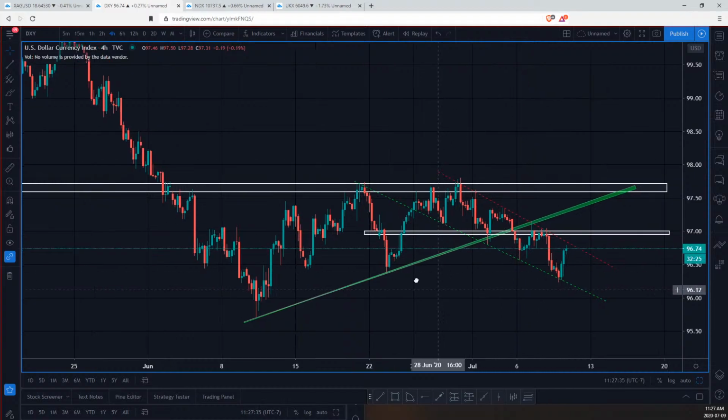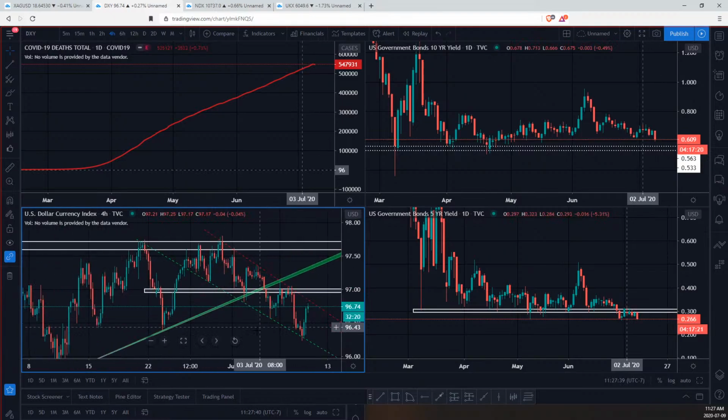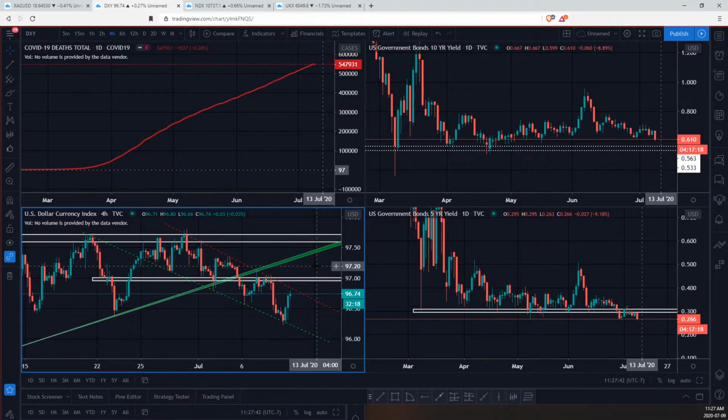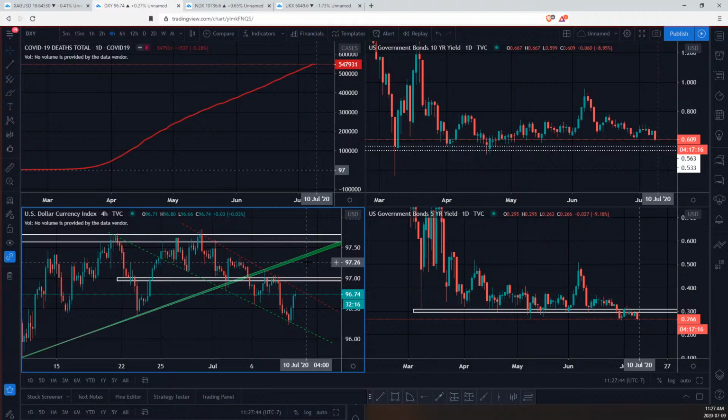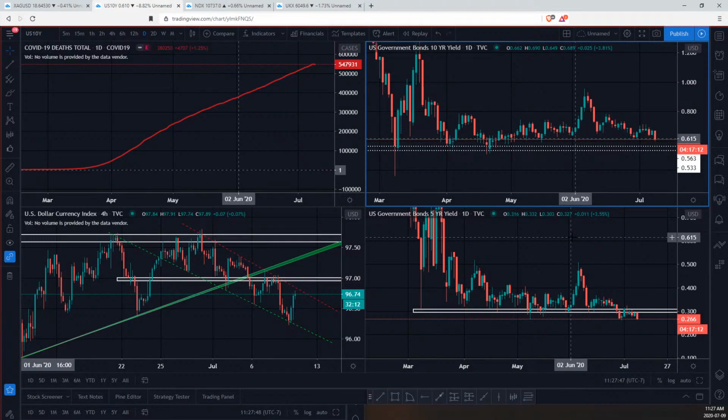So that's the DXY, just in a descending channel. We've talked about this quite extensively, and not much more to discuss other than just patiently waiting to see what happens. Now we're going to be taking a quick look at some bonds, both 10-year and 5-year yields.